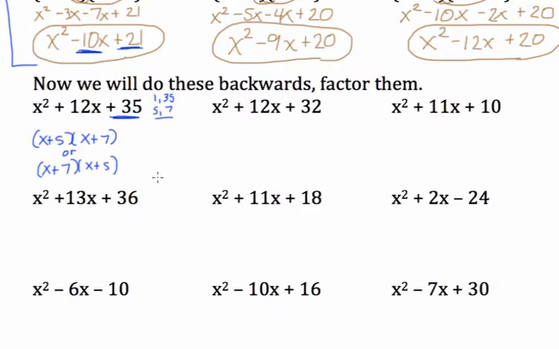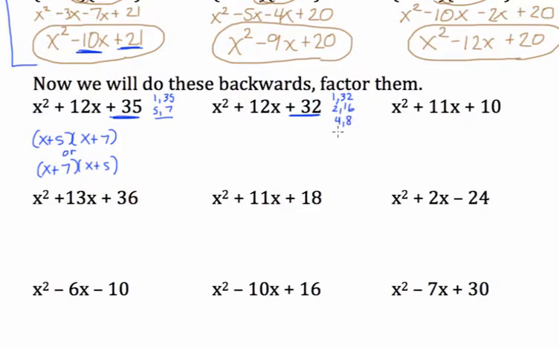like that. Okay? x squared plus 12x plus 32. If you can't just write it down, look at the multiplying number and write down factors. Let's see, 1 and 32, 2 times 16, 4 times 8. I think that's it.